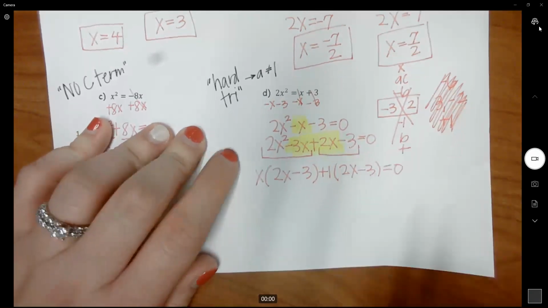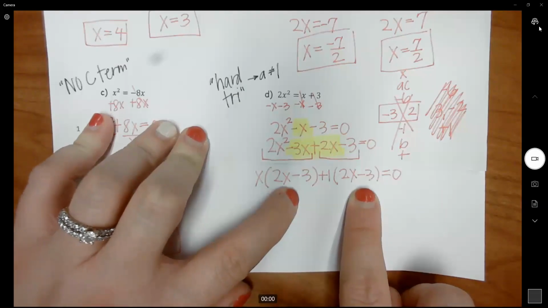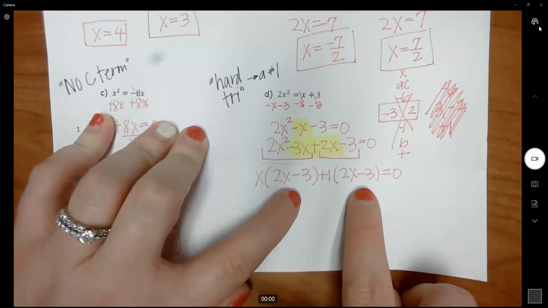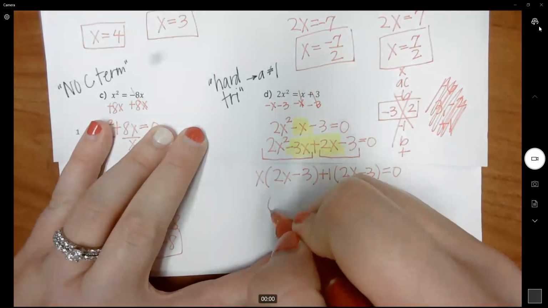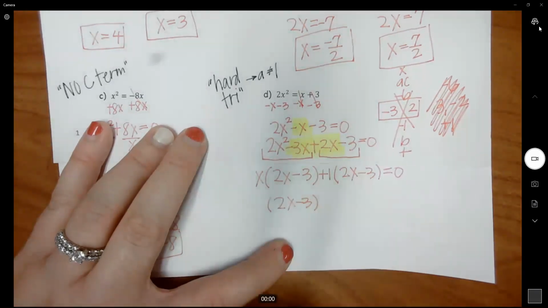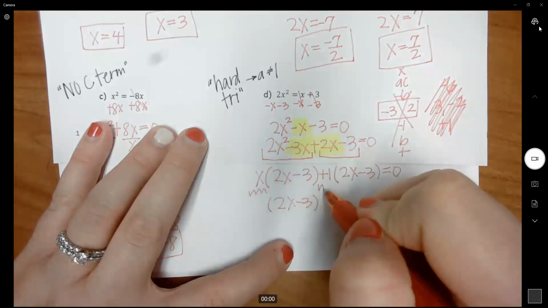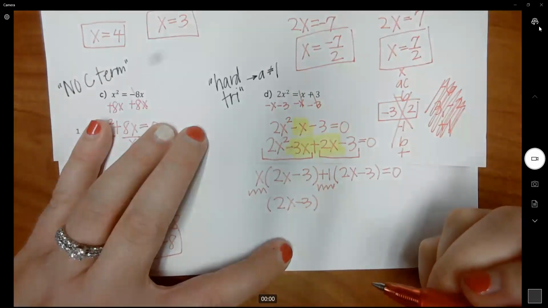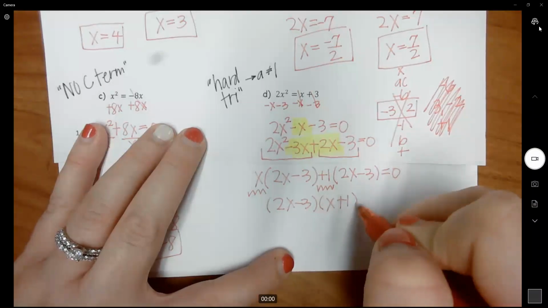And now notice we have 2x minus 3 in both parentheses. These need to repeat with each other. So this factors to 2x minus 3. You're going to use one of these. And then your other binomial is what you factor out as a GCF. So x plus 1.